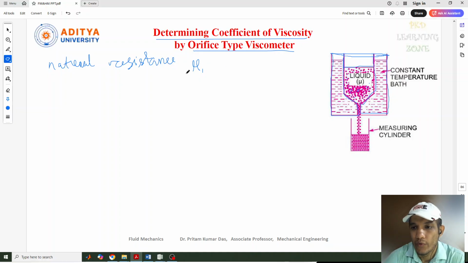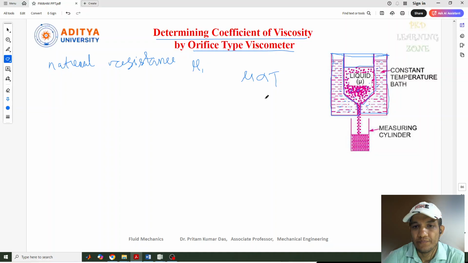So this is mu. And while talking about this constant temperature bath, here again we need to keep some liquid or fluid to maintain the temperature of the liquid whose viscosity needs to be measured, because we know that viscosity is directly related to temperature. If the temperature varies, the viscosity of the liquid is going to vary. So we need to fix a temperature.